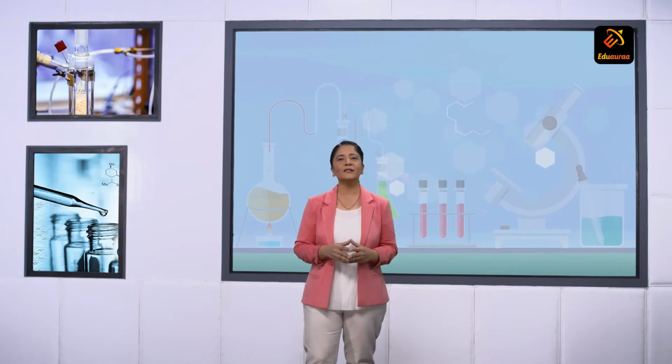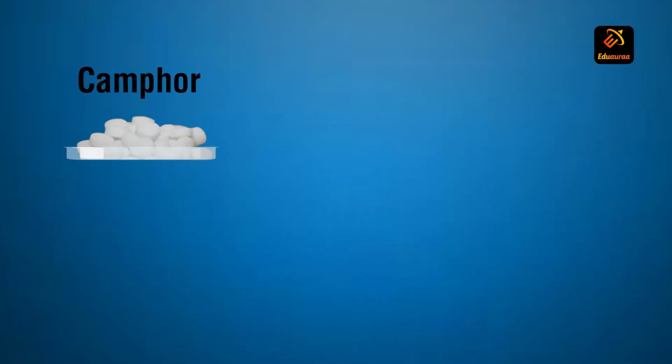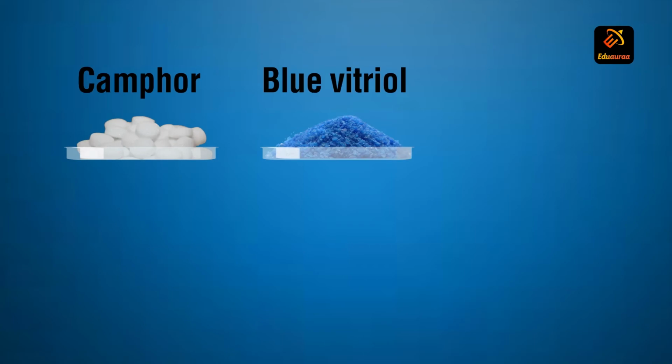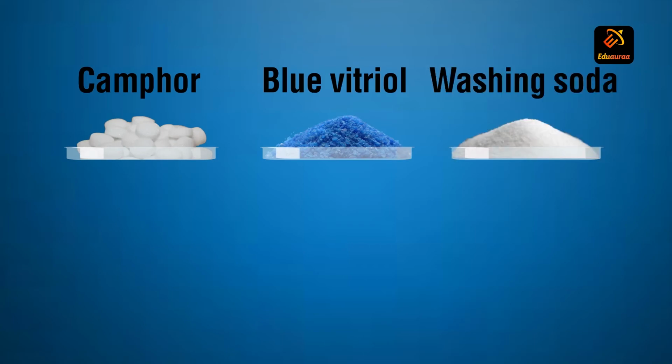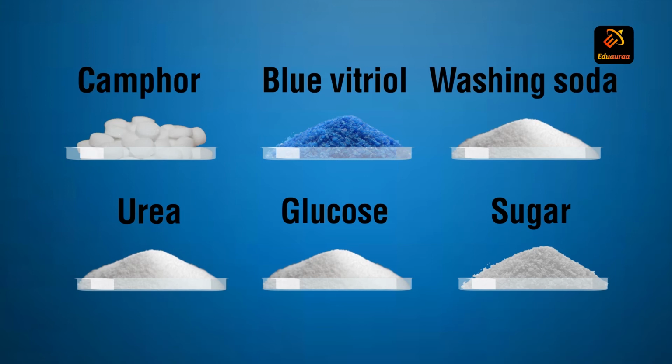Moving on further, students, we will do one activity. Take these things with you: camphor, blue vitriol, washing soda, urea, glucose and sugar. Now students, try to heat these substances one by one on the china dish.